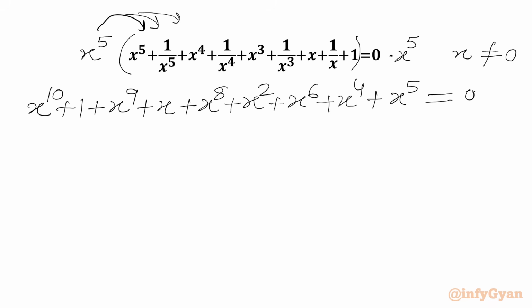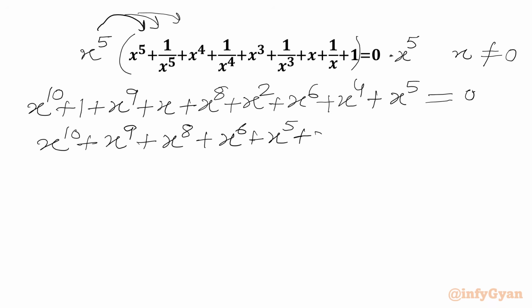Now we will rearrange the terms. We can write x power 10 plus x power 9 plus x power 8 plus x power 6 plus x power 5 plus x power 4 plus x square plus x plus 1 equal to 0.